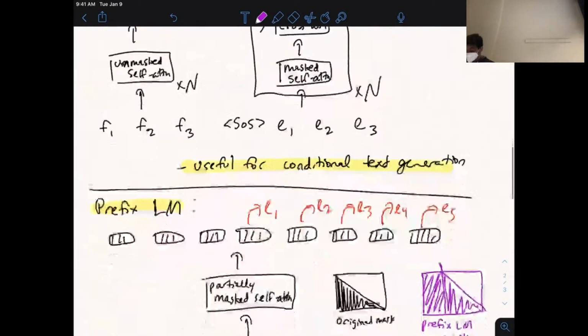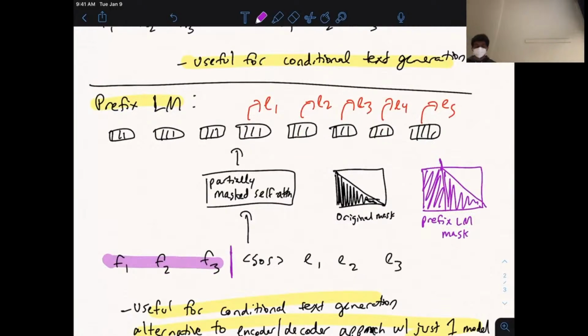The only difference is that in the prefix LM, you know that you have some input that you don't want to generate, like some context, and so you are basically just taking the transformer decoder and modifying the mask to allow that portion to be fully unmasked. But the rest of it is the same. If you want to do conditional text generation, you probably want to use the prefix LM formulation.